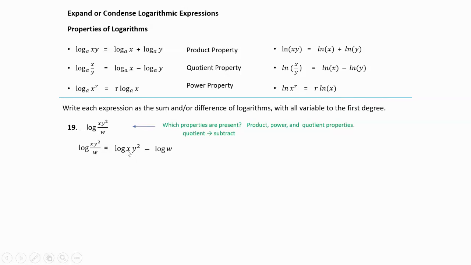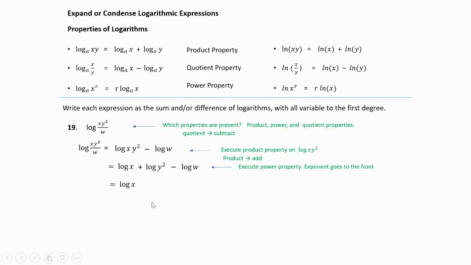Now let's apply the product property. I'm sorry about that. For the product property, these two, it's going to be addition. So it's going to be log of x plus log of y plus log of y squared. Now comes the power property, where the exponent must go to the front. So it'll be plus 2 log of y minus log of w. That's how you apply all these 3 properties at once.